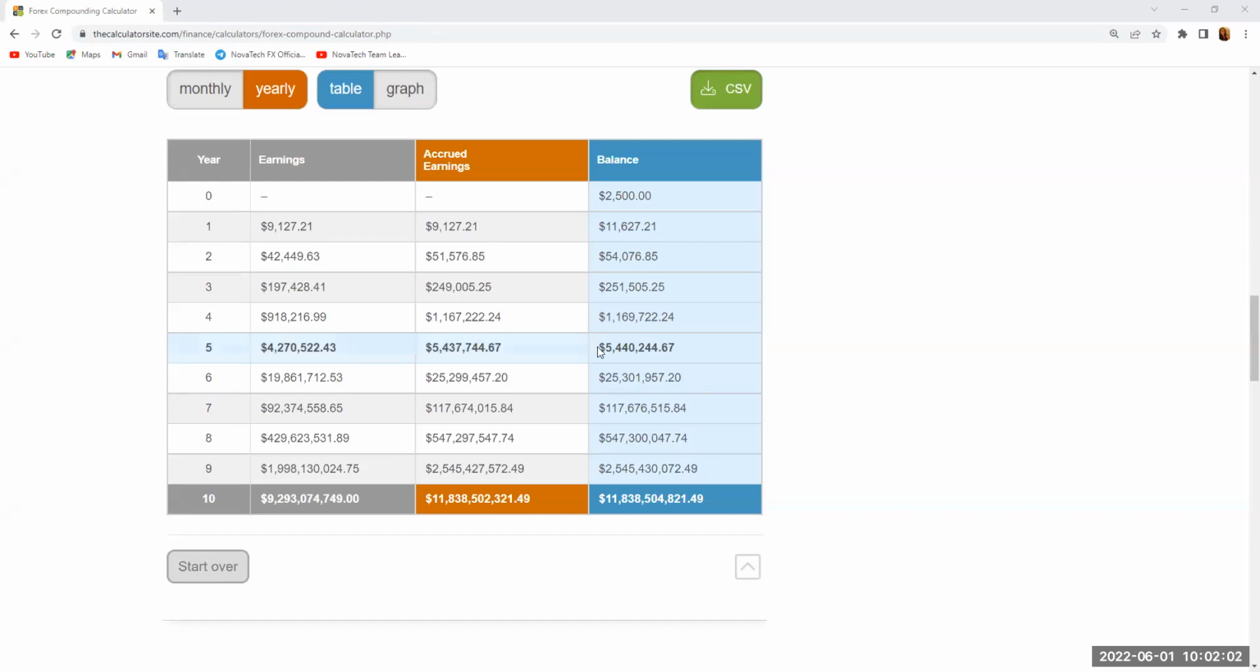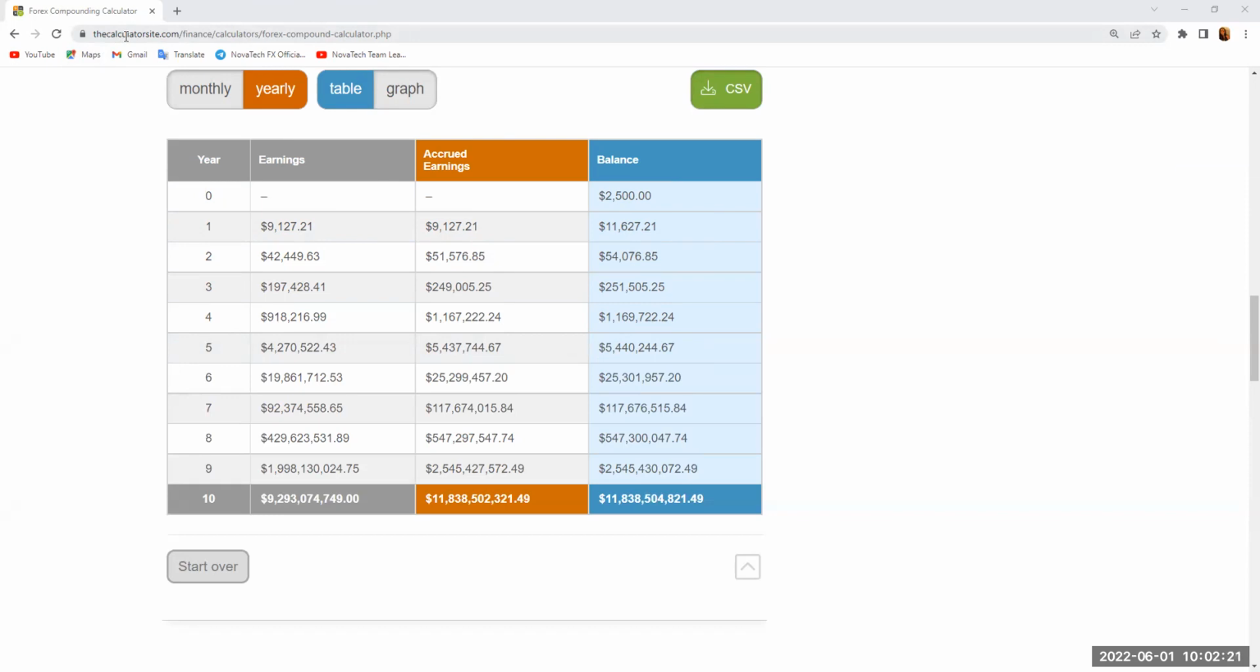Now I want to share with you where you can go to see this information. It is at thecalculatorsite.com, okay? Thecalculatorsite.com. And if you'd like to look at this information at your leisure, you're more than welcome to do so.